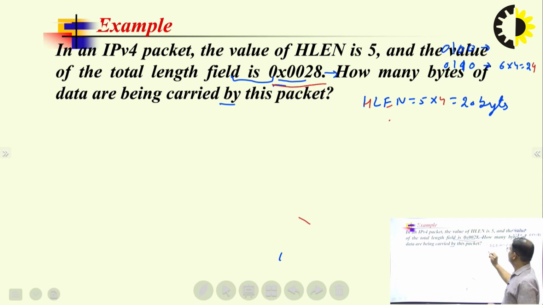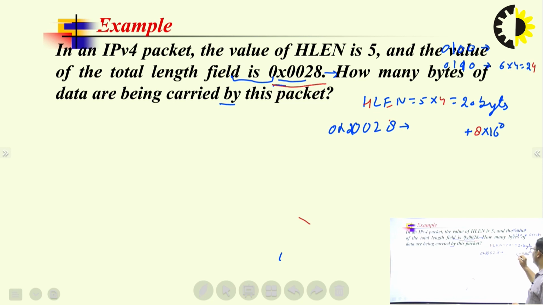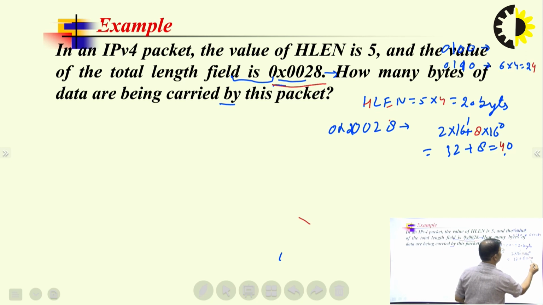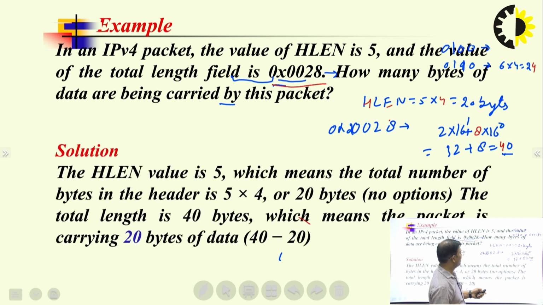Now this is 0x0028. What does it mean? If we are converting this into a decimal number, how can we convert it? 8 multiplied by 16 to the power 0 plus 2 multiplied by 16 to the power 1. It means 32 plus 8, which is 40. So 40 is the size of the total length.